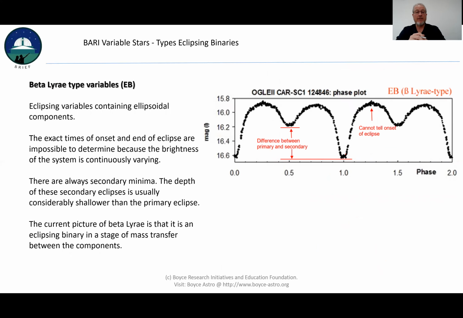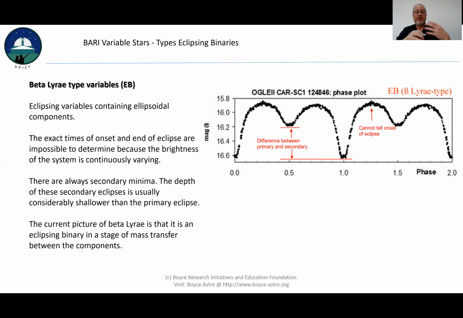Beta Lyrae types, another common type of variable star. Eclipsing variables contain ellipsoidal components here. The exact times of the onsets are impossible to determine because of the brightness of the system. These look like the W UMas that we just saw in the previous. Very similar. There's always a secondary minima.